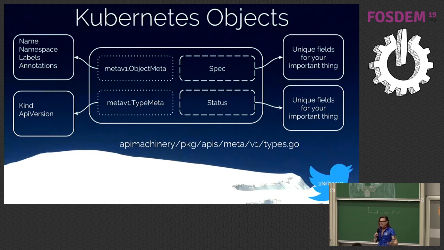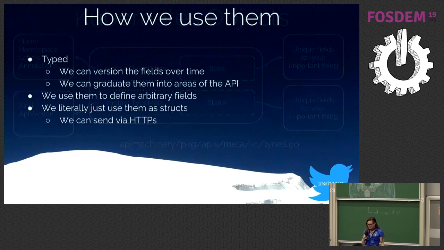In other words, what is the state of this thing right now? Is it pending? Is it exited? Is it happy? Is it healthy? What's going on? And all of those can be defined in Go in the API machinery package, APIs meta v1 types.go.